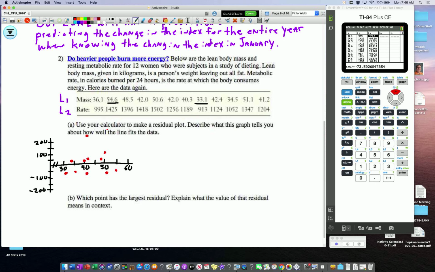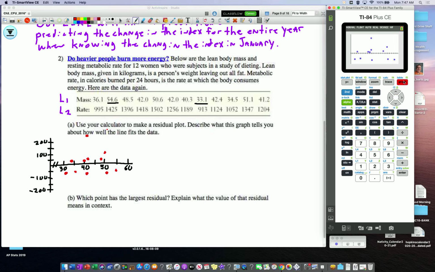So 2, 4, 6, 8, 10, 11 points. Looks like I did pretty well. Let me just go back to the graph. Does my graph here look very similar to what I graphed here? It looks like I missed one. So I must have missed one right here. So 1, 2, 3, 4, 5. So anyway, we got our residual graph here.